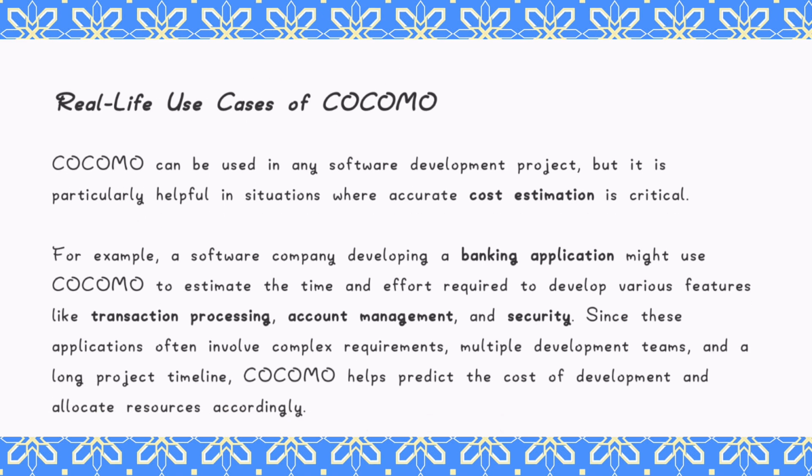Real-life use cases of COCOMO. COCOMO can be used in any software development project, but it is particularly helpful in situations where accurate cost estimation is critical. For example, a software company developing a banking application might use COCOMO to estimate the time and effort required to develop various features like transaction processing, account management, and security. Since these applications often involve complex requirements, multiple development teams, and a long project timeline, COCOMO helps predict the cost of development and allocate resources accordingly.